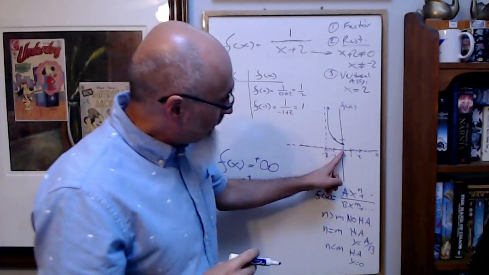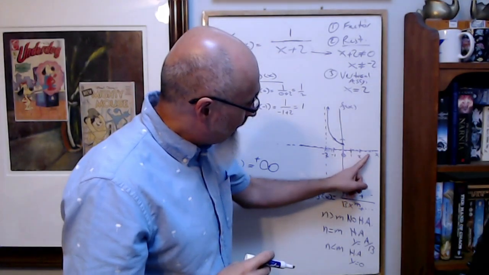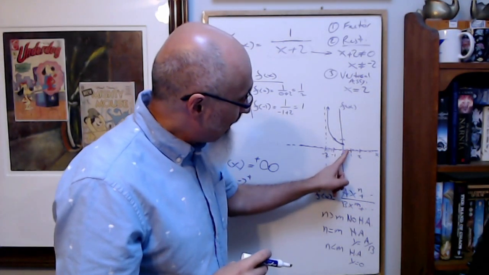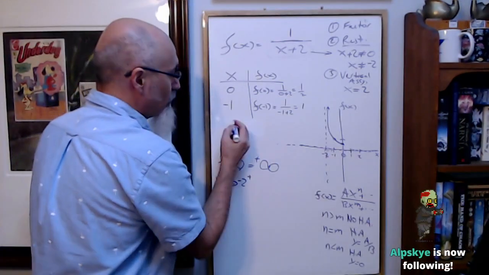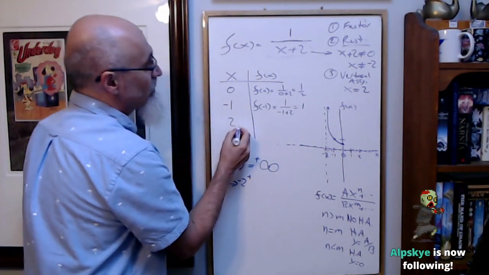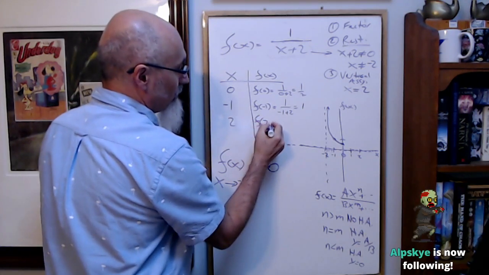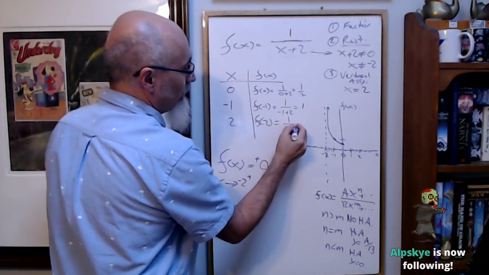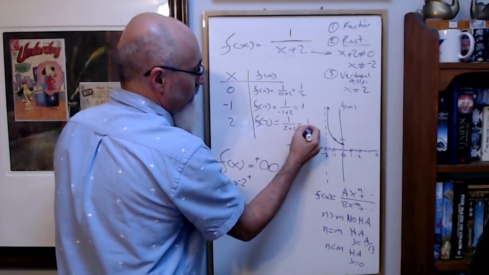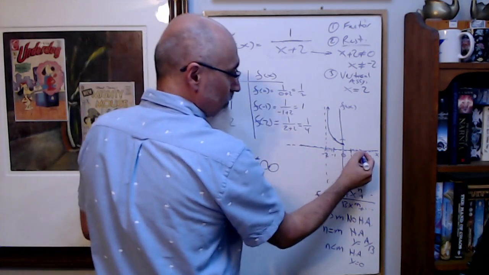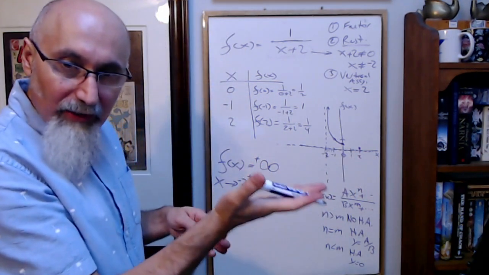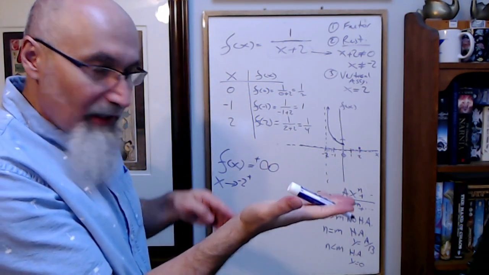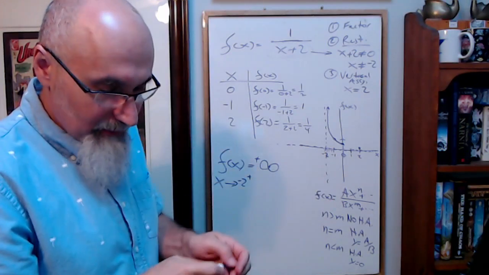Now check this out. What happens as you go this way, as x gets bigger and bigger? So let's say x is 2. If you sub in x is 2, f of 2 is equal to 1 over 2 plus 2, which is 1 over 4. So when x is 2, you're at a quarter. And because an asymptote, again, even a horizontal asymptote, acts like a magnet. Here, let me put this down.